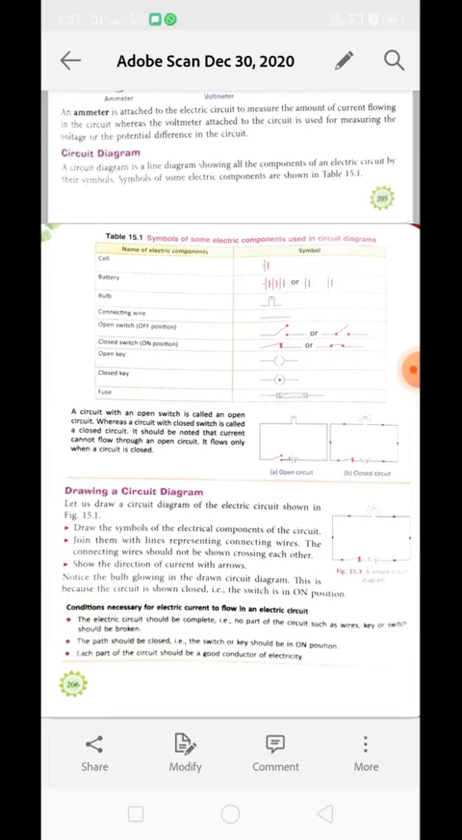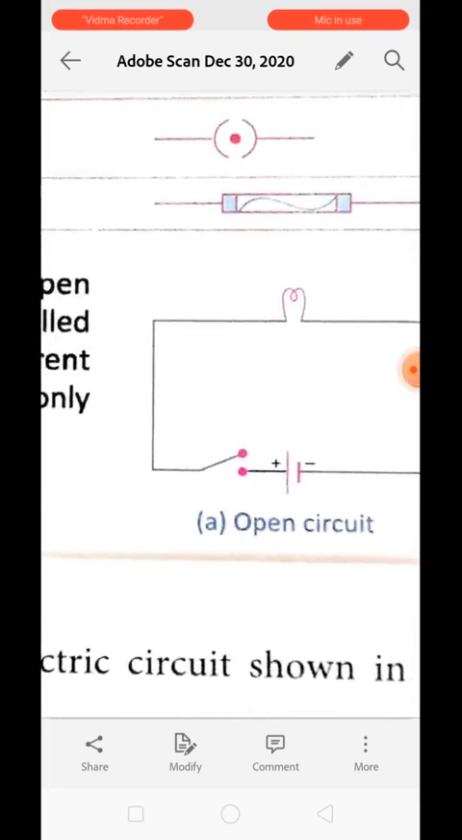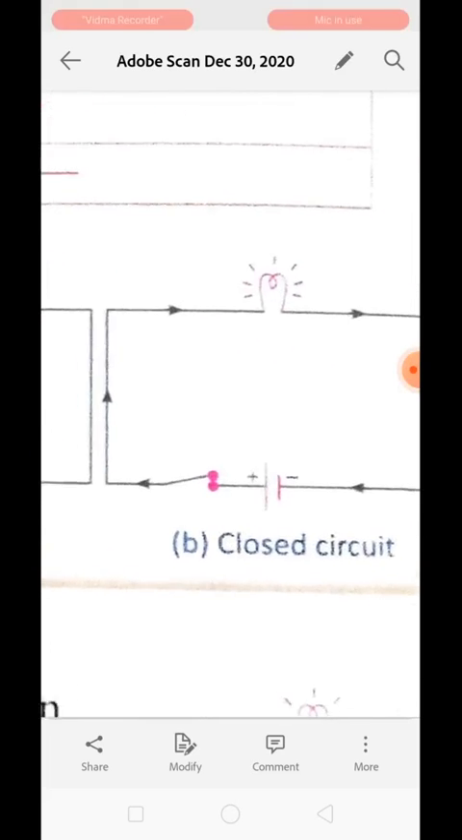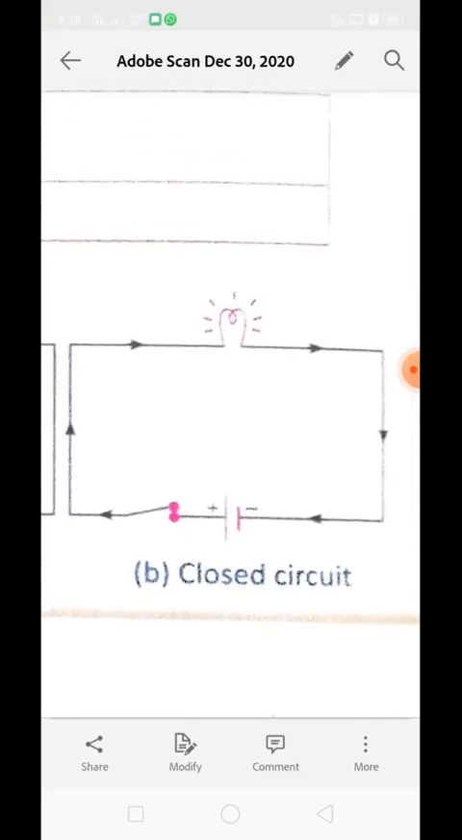A circuit with an open switch is called an open circuit, whereas a circuit with a closed switch is called a closed circuit. Okay, understood? It should be noted that current cannot flow through an open circuit. It always flows through a closed circuit. For example, in the first diagram, current cannot flow. Current will never flow because it is in open condition, whereas you can see the closed circuit which has a closed switch, the current will flow through it.